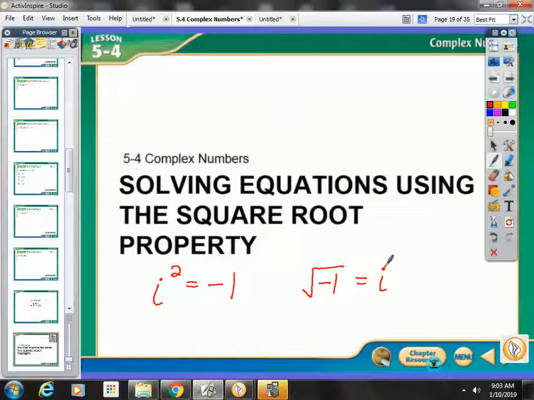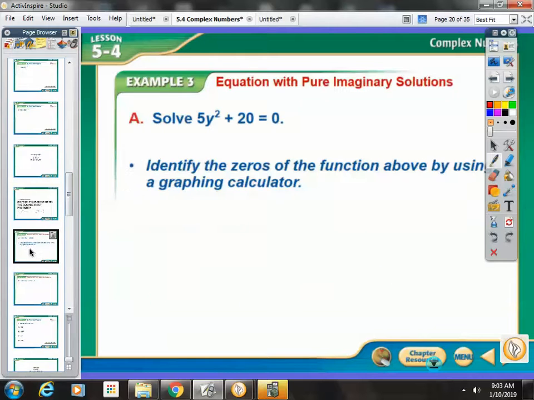To start off, we're going to look at a graph. I want to solve this equation. Would you please copy it into your notes? 5y squared plus 20 equals 0. This is a quadratic equation because it has that y squared. We learned before Christmas break that we can solve quadratic equations by graphing, correct? I would like for you to take your graphing calculator and graph this quadratic equation.